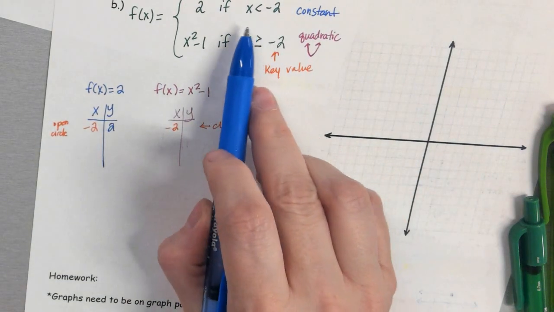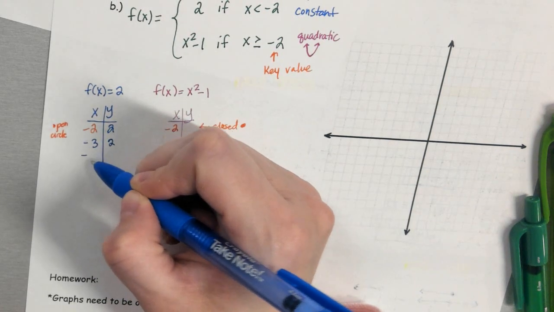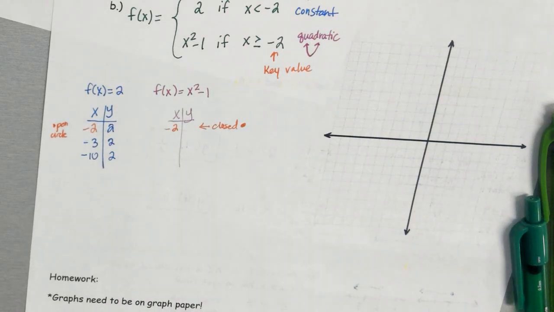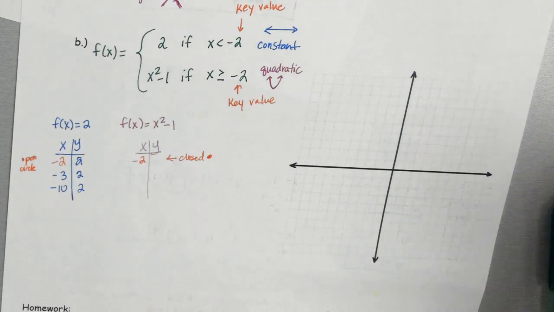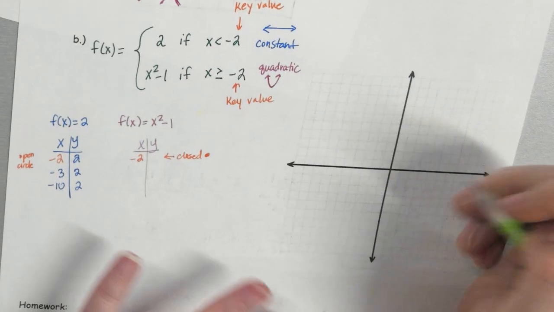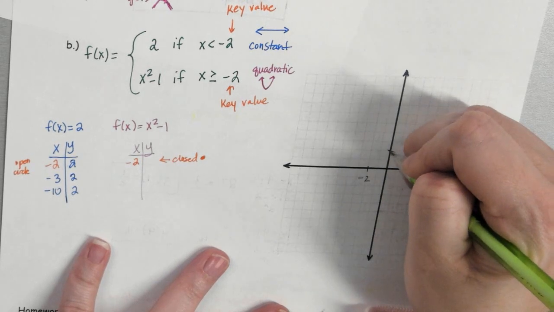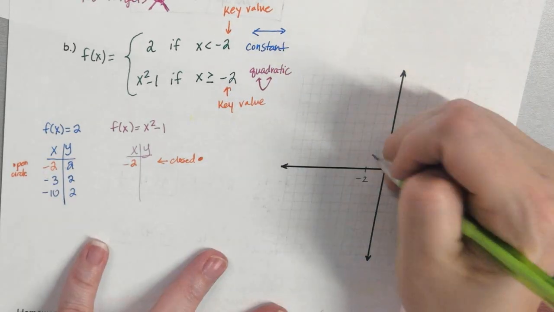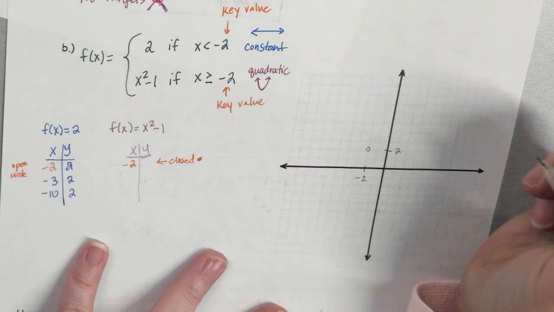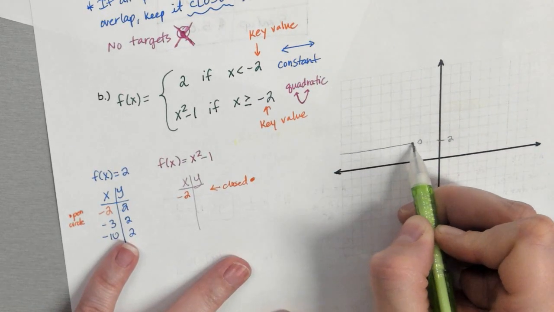And then let's pick values that are less than negative 2. So at negative 3, I'm at 2. At negative 10, I'm at 2. So really, for that one, it's the key value that matters. And then you're going to draw your line going to the left. So you have negative 2 here. This is 2. So I have an open circle at negative 2, 2. And then I don't even need to put those points on there. Anytime it's a straight line, just go ahead and follow your grid.